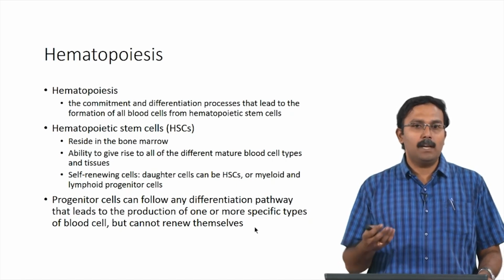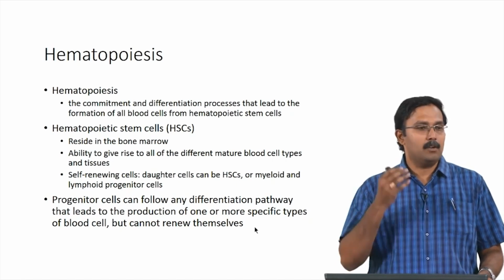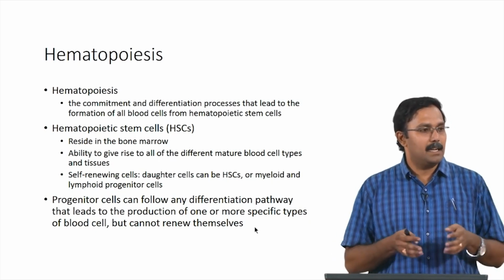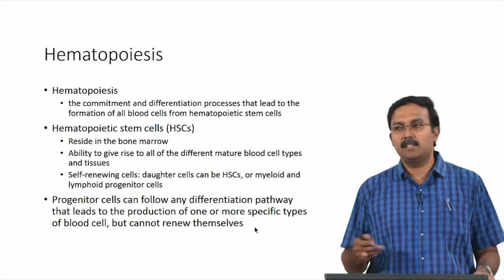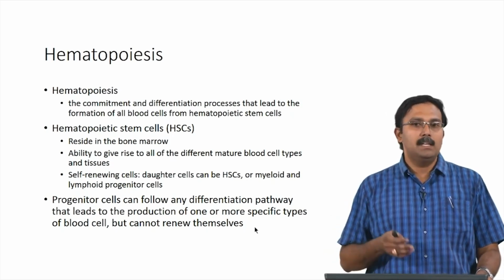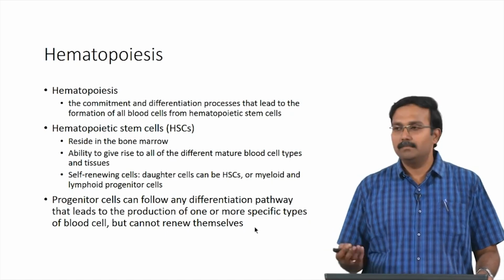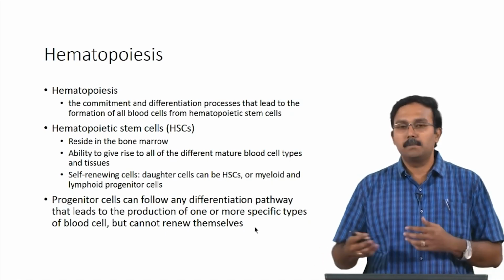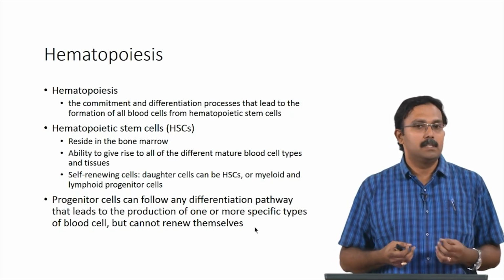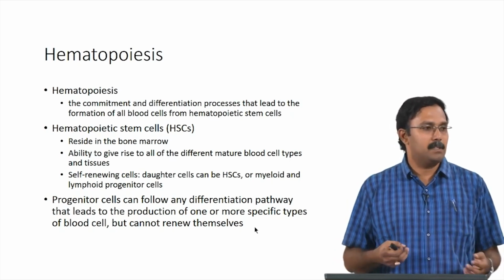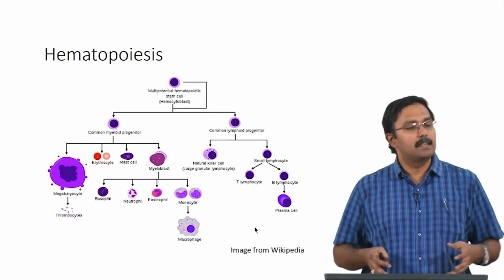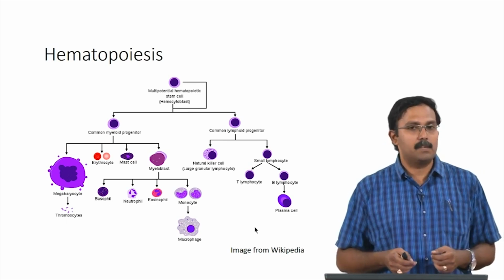So, these myeloid or lymphoid progenitor cells are not going to form one type of cell, right. So, myeloid will have its own variety of cells and lymphoid can have its own variety of cells that can be formed. So, they can follow any of these pathways leading to production of one or more cell types, but these cell types cannot renew themselves. So, these progenitor cells cannot renew themselves, they are already committed. So, this is a simplistic representation of what hematopoiesis is.